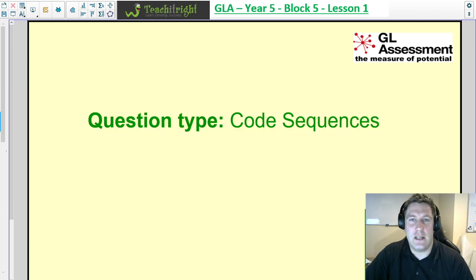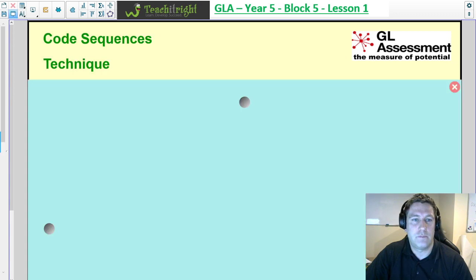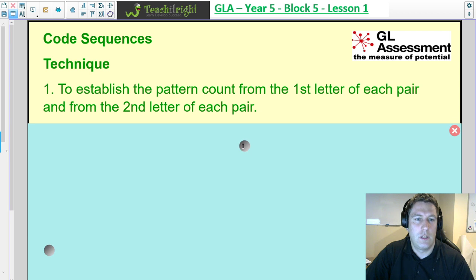So, the first question type is called code sequences. As I said earlier, this could also be called double letter series. What techniques do we need? Well, the first thing we're going to need to do is establish a pattern by counting from the first letter of each pair and then the second letter of each pair. This is fairly standard, that you work from the first letter to the first letter to the first letter, and then you do the same with the second letter. But there are some variations, and we'll share those with you as we go through the video.